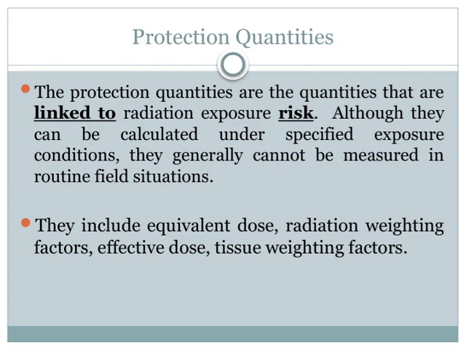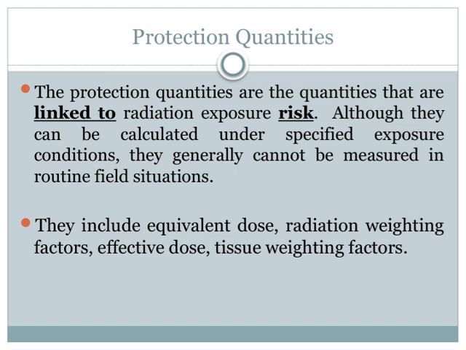Now, let's talk about the protection quantities. These are the measures that are directly linked to the risk of radiation exposure. While we can calculate them under specific exposure conditions, it's important to note that they generally can't be measured directly in routine field situations. Protection quantities include several key concepts, such as the equivalent dose, which helps us understand the biological effect of radiation on different tissues.